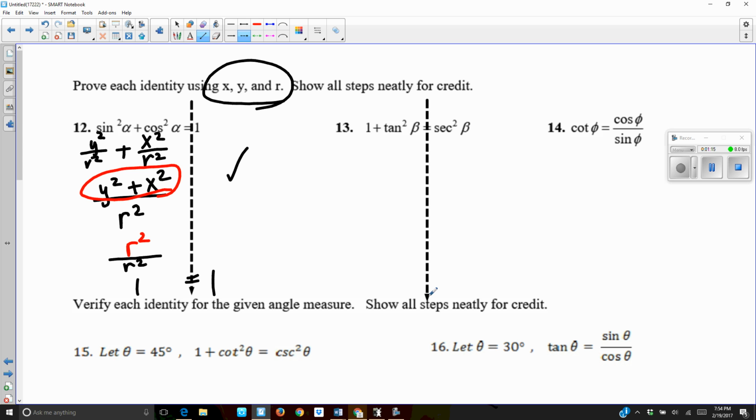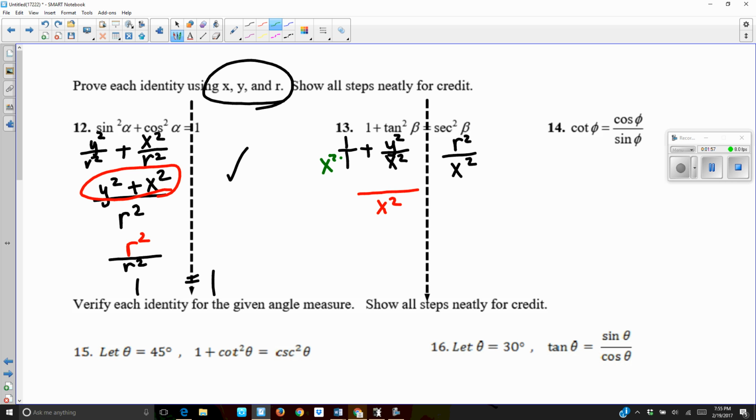So on to 13. Number 13 is 1 plus, let's convert tangent squared to y squared over x squared. And let's go ahead and convert secant squared to r squared over x squared. The only thing we can really simplify is the left side here. We have two fractions. So what I'm going to do is make 1 into a fraction by writing it as 1 over 1. Our common denominator, we're just going to multiply the two denominators to get that common denominator of 1x squared.